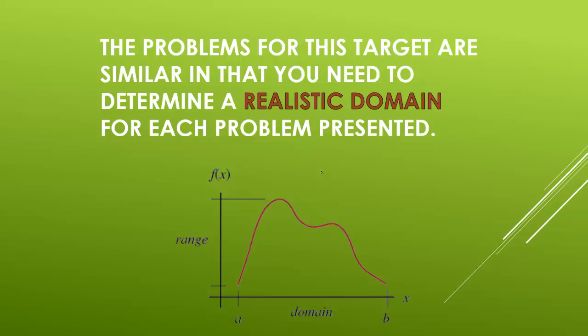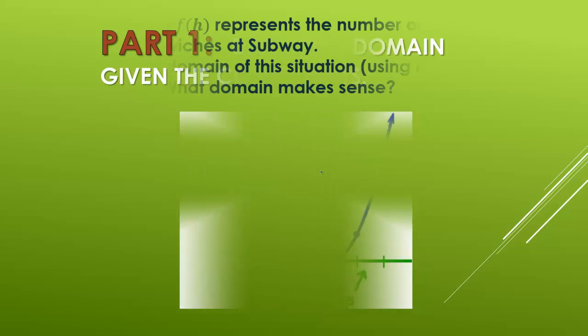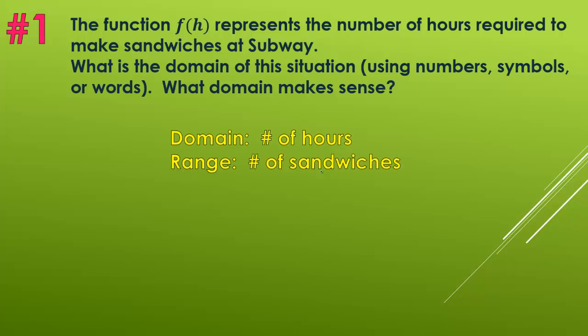Okay. For the problems in this target, it's similar in that you need to find a realistic domain for each problem that's presented. So let's start with determine a domain given the constraints. The function f of h represents the number of hours required to make sandwiches at Subways. So what's the domain of this situation? What domain makes sense? Domain would be number of hours. Range would be number of sandwiches.